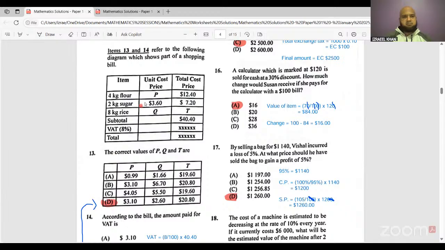And we have P, we have Q, we have T, we have unit cost price, total cost price. In case you're wondering what unit cost price is, students, it represents the cost of the item, whether it's per kilogram in this case. So for example, with sugar, the cost per kilogram will be $3.60. We do not know P, we do not know Q or T. They say the correct values for P, Q, and T are.